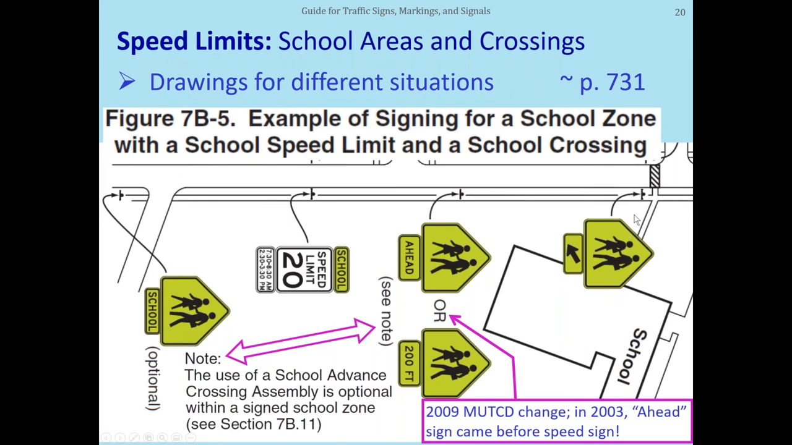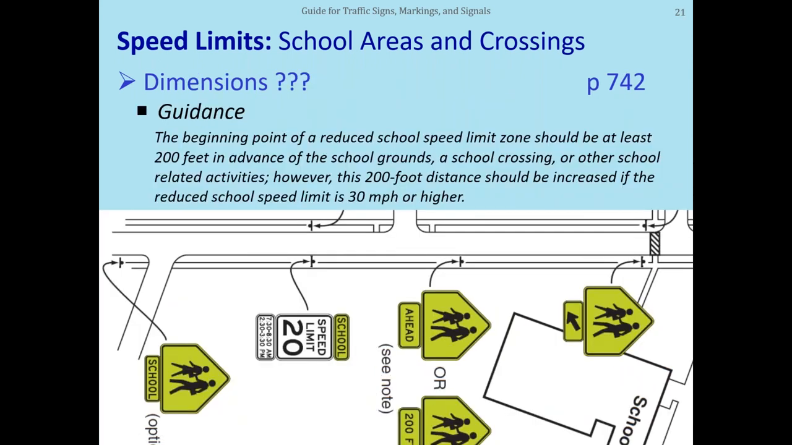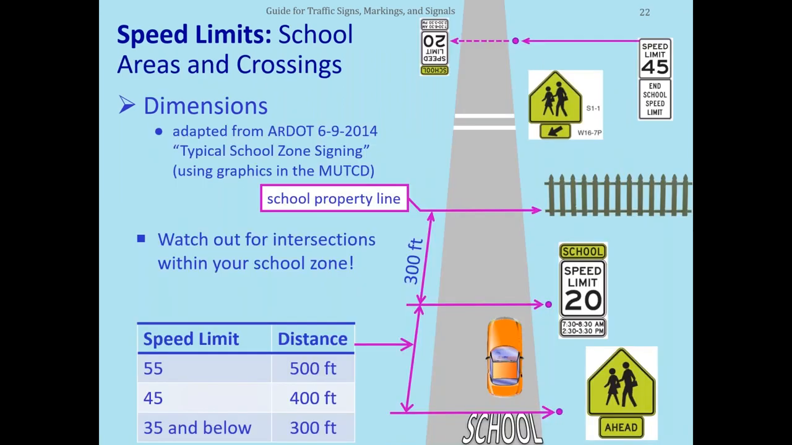Here's one setup. You've got a school crosswalk here. You step back in advance. You've got the crosswalk advance warning assembly. Upstream of that, you've got a school speed limit. And then you've got an optional school type of sign here. Now, what is lacking is dimensions. In the past, my recollection is they provided dimensions, but they've backed away from that. So what I've done here is tried to reproduce what RDOT does when they're installing a school zone.